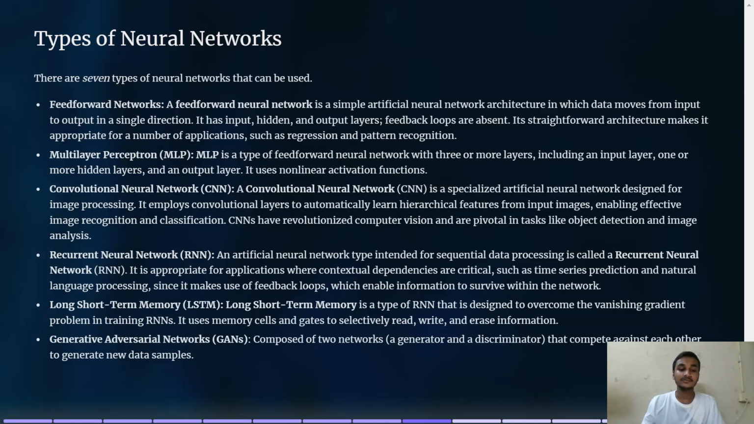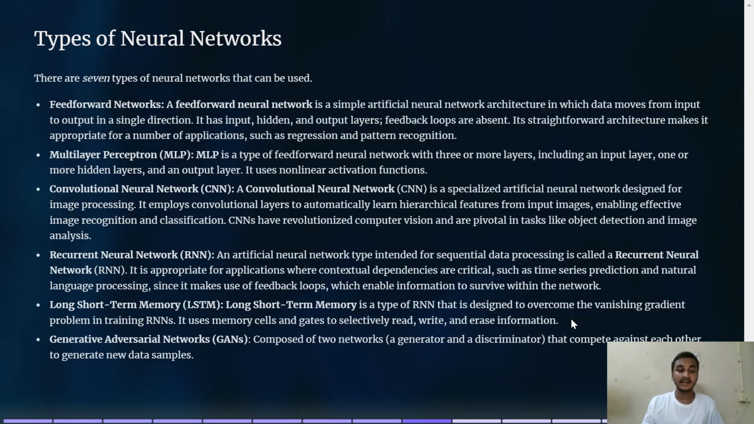Then comes long short-term memory. It is a type of RNN that is designed to overcome the vanishing gradient problem in training RNNs. It uses memory cells and gates to selectively read, write, and erase the information.